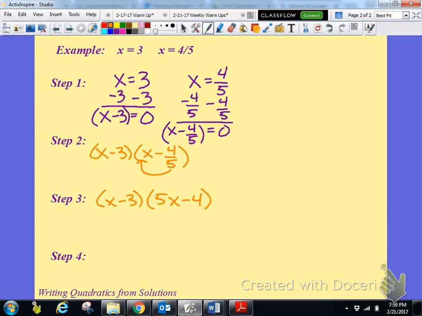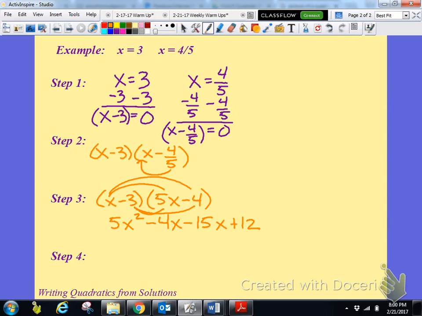Now, from that step, I should recognize that I just have a binomial times a binomial. So I can either use my crab claw or my box method. In this case, I'm going to use crab claw. X times 5x leaves me 5x squared. X times negative 4 is negative 4x, so I'm going to put minus 4x in its place. And now negative 3 times 5x is a minus 15x. And last but not least, negative 3 times negative 4 is our plus 12.